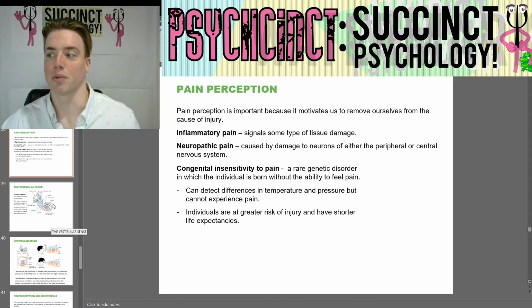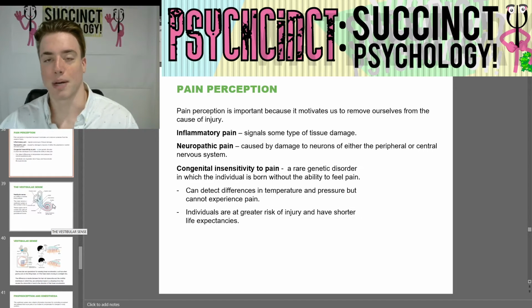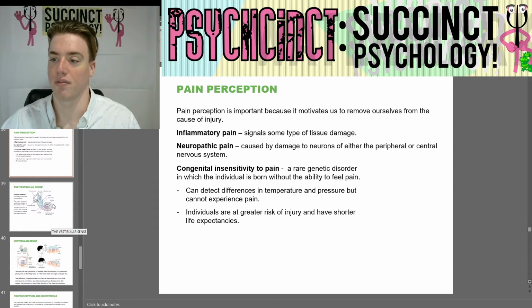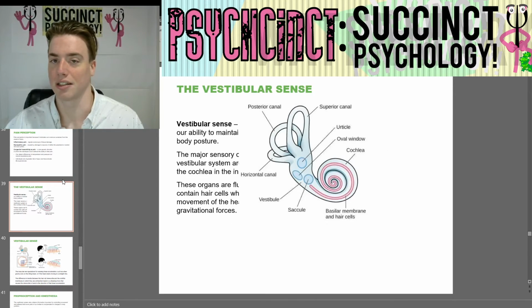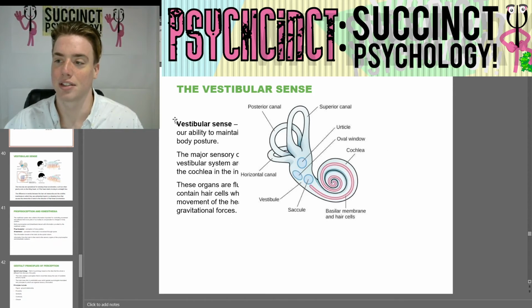And I actually remember learning about this with one of my professors, who showed a video of this guy who had congenital insensitivity to pain, and how he was constantly getting bruised or hurt because he couldn't feel the pain, and so he wouldn't know that anything was wrong. So it's not good. So next we have the vestibular sense, which is our ability to maintain body posture.